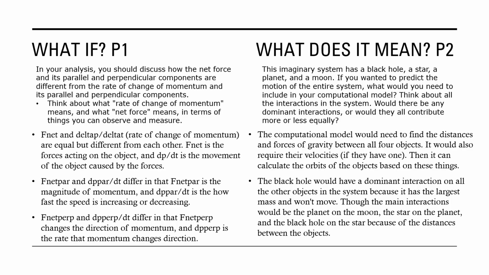The black hole would have a dominant interaction on all the objects in the system because it has the largest mass and won't move. So the main interaction would be the planet on the moon, the star on the planet, and the black hole and the star because of the distance between the objects.